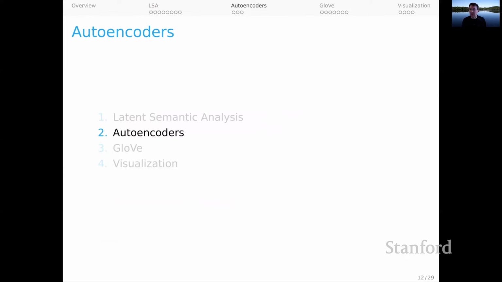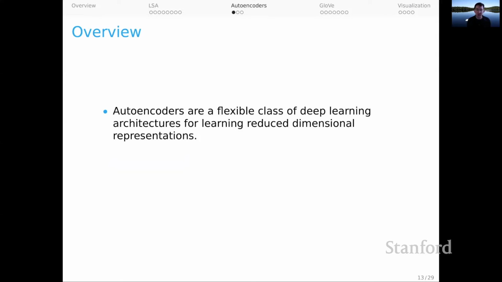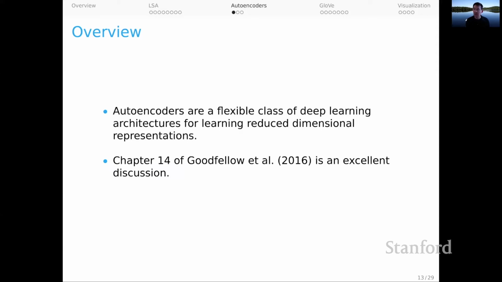Let's move to autoencoders. This will be a point of contrast with LSA because this is a much more powerful method. So here's the overview. Autoencoders are a flexible class of deep learning architectures for learning reduced dimensional representations. If you want to hear much more about this class of models, I would encourage you to read chapter 14 of the Goodfellow et al. book, Deep Learning. It has a lot of details and a lot of variations on this theme.